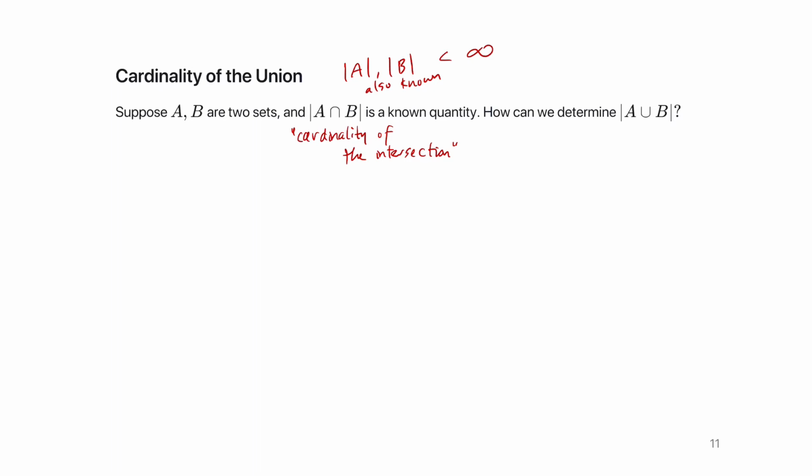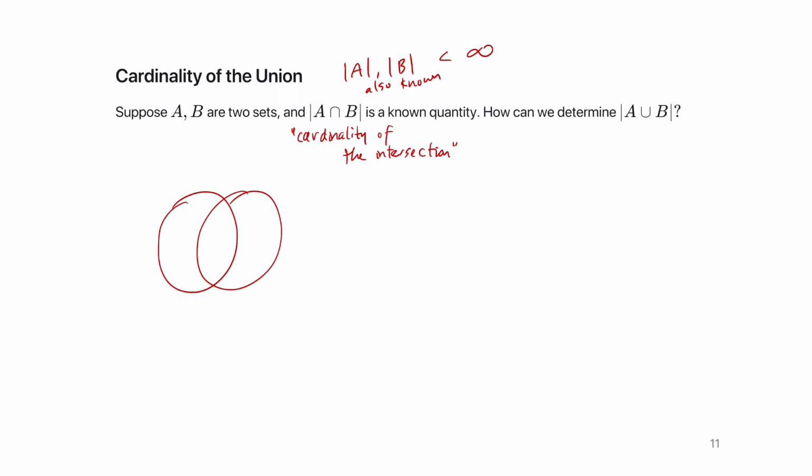Okay, let's come back together. So how can we determine the cardinality of the union of A and B? Any ideas? Yeah, I guess A plus B minus the intersection. Okay, and how did you get that? Because when you add A and B, you're counting the intersection twice.